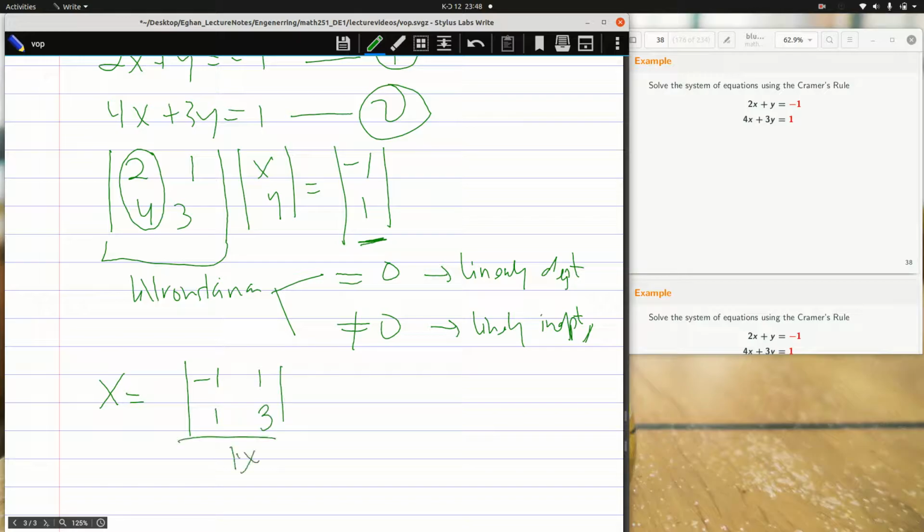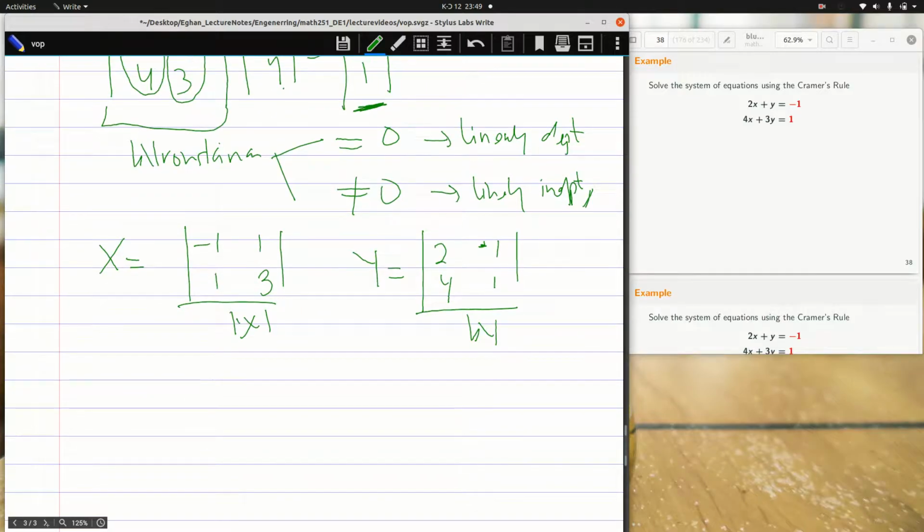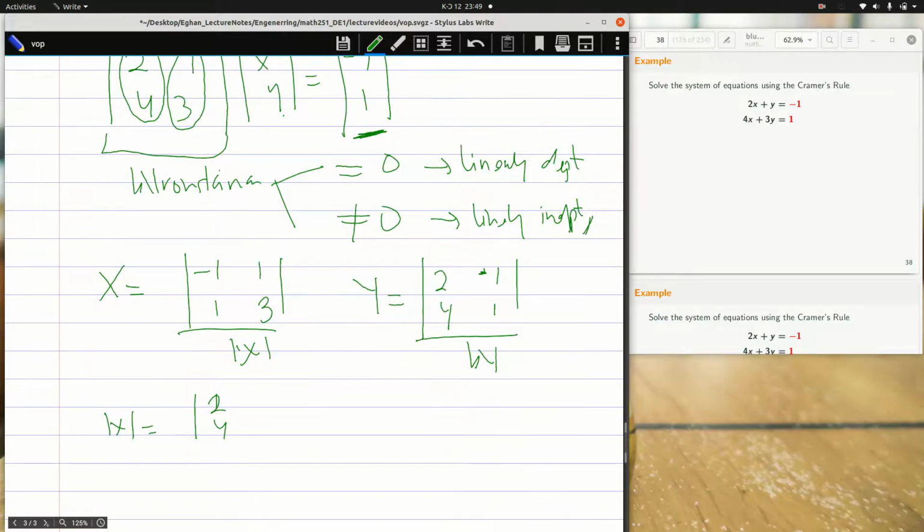In the same way, if I want to find y, because y is the second variable, it means that I replace the second column with the b. And so I have 2, 4 remaining and then negative 1, 1, over the Wronskian. The Wronskian now is the determinant of your 2 by 2. Don't forget your W is 2, 1, 4, 3. The determinant here becomes 6 minus 4, which is 2.